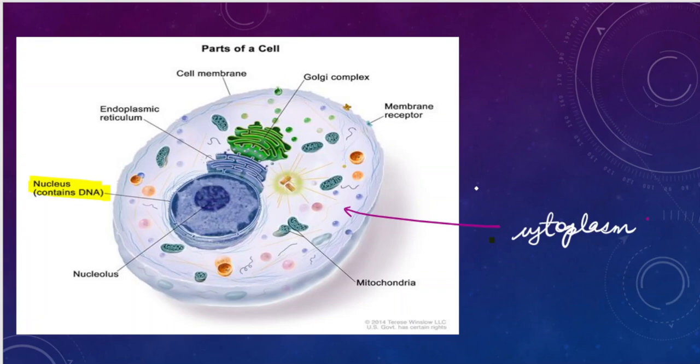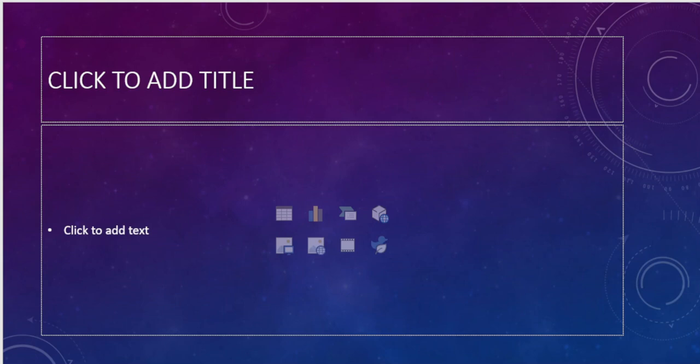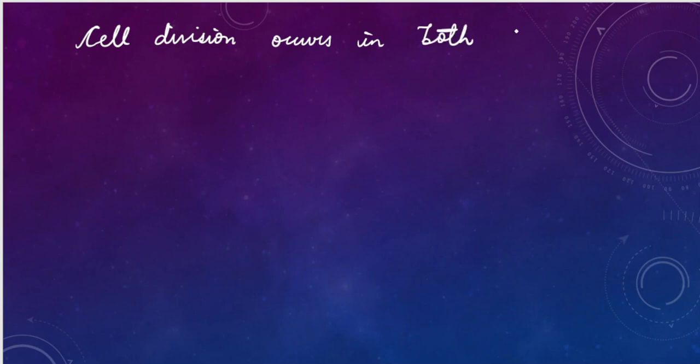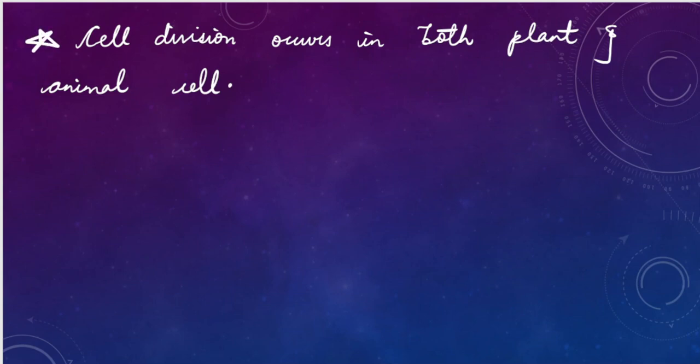Cell division occurs in both plant cells and animal cells. So I will write this: cell division occurs in both plant and animal cell. This is a very important point which you should know.